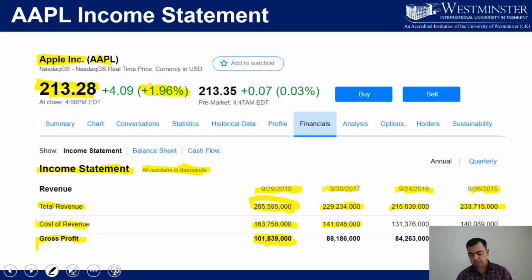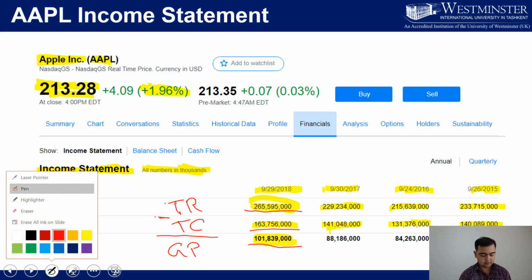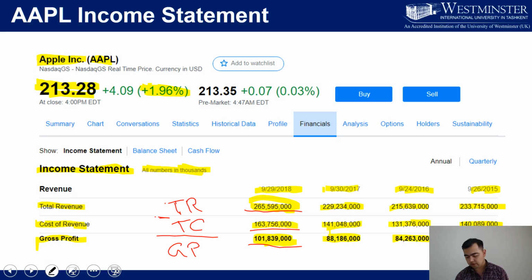Again, as of 2017, for example, $141 billion is the cost of producing all those items that Apple managed to sell in 2017, right? And 131 is for 2016, 140 billion is for 2015. Now, as I said, if you subtract the cost of revenue from the total revenue, this is the total cost, let me say that, right? Then you would get the gross profit. Hence the difference between the 265 and 163 is the 101, and so on and so forth. So we have all these numbers downloaded from Yahoo Finance.